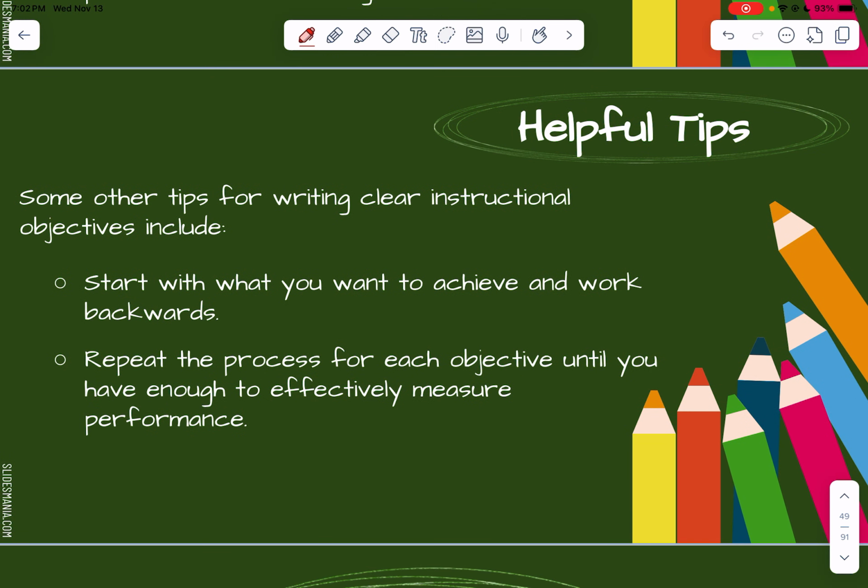You also need to start with what you want to achieve and then work backwards. So if you know your end goal, you know the steps that you need to get to that end goal. If you start just trying to get to an end goal that you don't know, it's hard telling where you're going to end up. But if you know this is where they need to go, then you can work backwards to get a very specific and detailed learning objective. You should repeat the process for each objective until you have enough to efficiently and effectively measure performance.